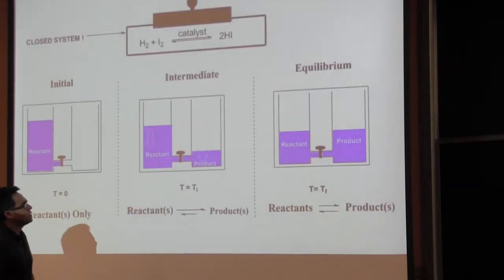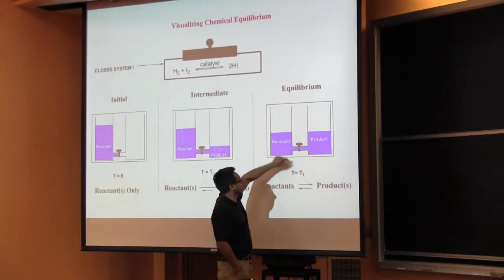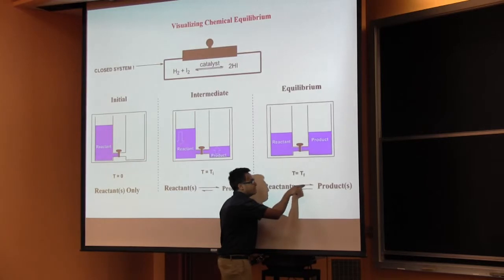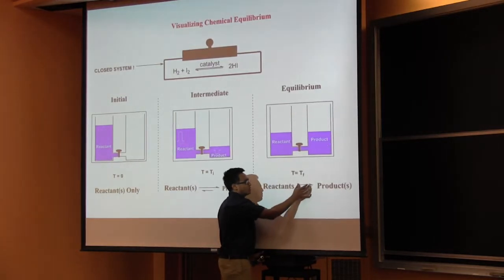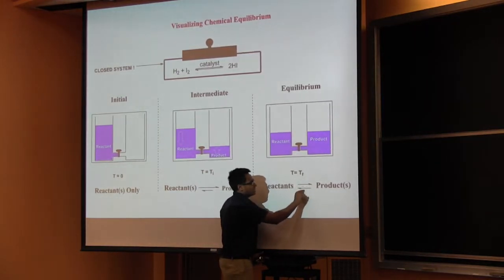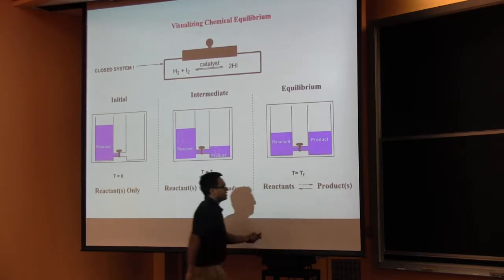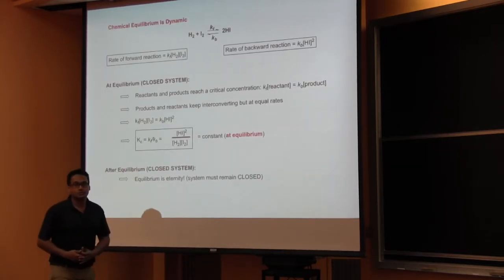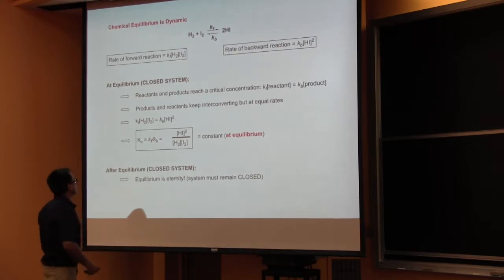And therefore, in the previous example, when I drew equilibrium, I made these arrows the same size because I wanted to say that the forward reaction and the backward reaction happen at the same rate. So the reaction is happening, but the concentration is not changing.